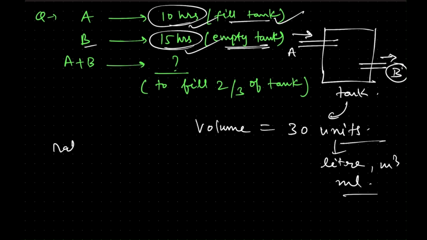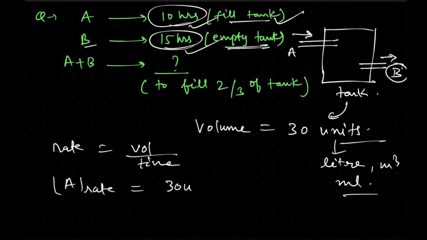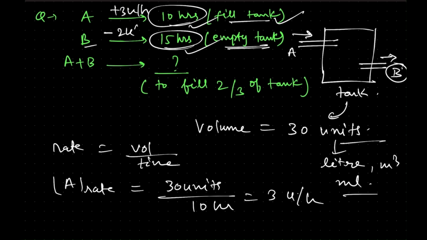We will find the rate as volume divided by time. So for A, rate will be 30 units by how much? 10 hours. So it will be 3 units per hour, plus 3 units per hour. And B is emptying the tank. So 30 will be divided by 15, so it will be 2 units per hour. But we will take a minus sign, minus 2 units per hour. Why? Because A is doing positive work and B is doing negative work.